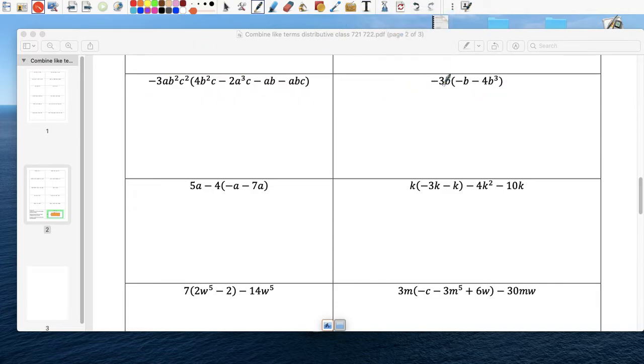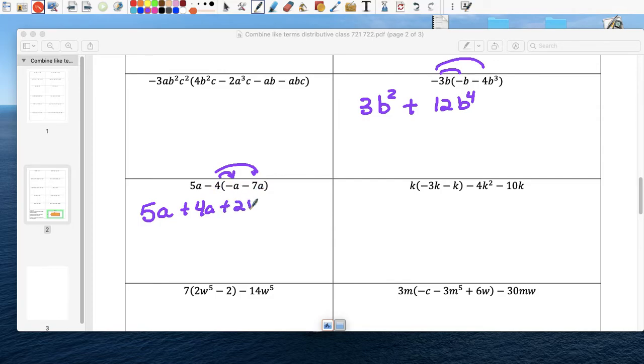On the right, negatives and negatives are positive, so that gives me 3b squared. Negative negatives are positive again, and 3 times 4 is 12, b to the 4th. No, I don't have to add anything. 5a is going to do nothing, just hangs out for a little bit. Let's do this. Let's remove the parentheses. Negative 4 and negative a is positive 4a. Negative 4 and negative 7a is positive 28a.